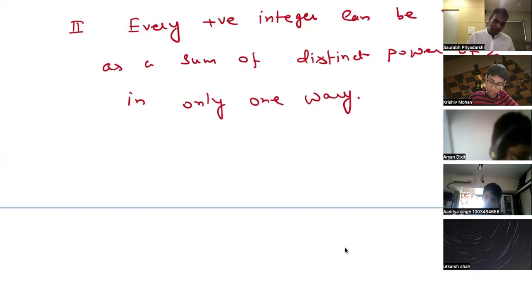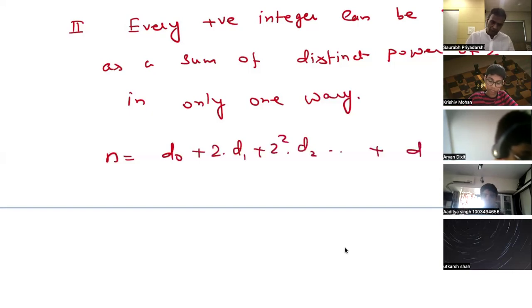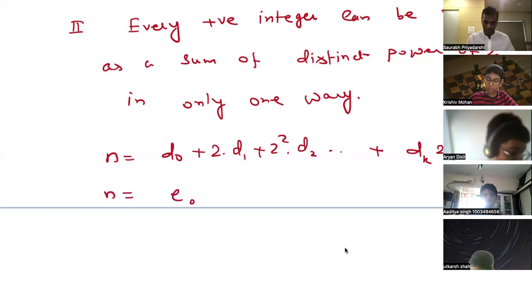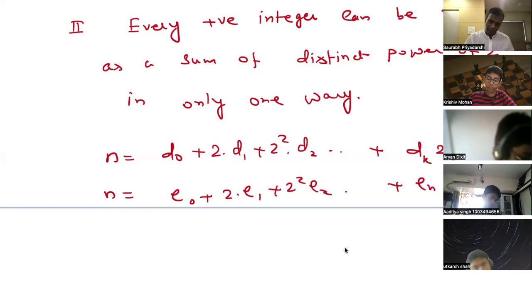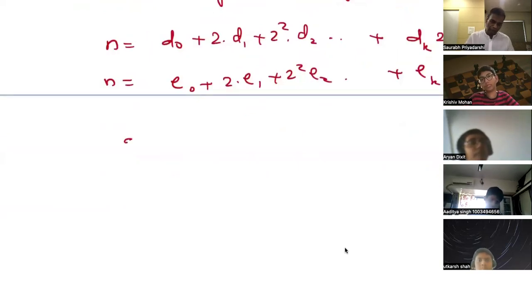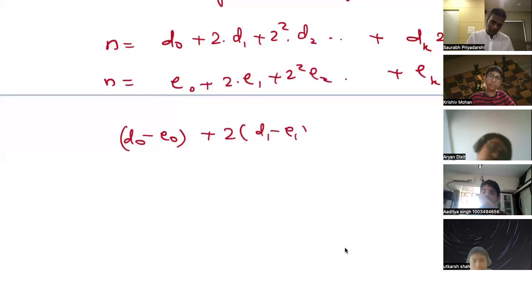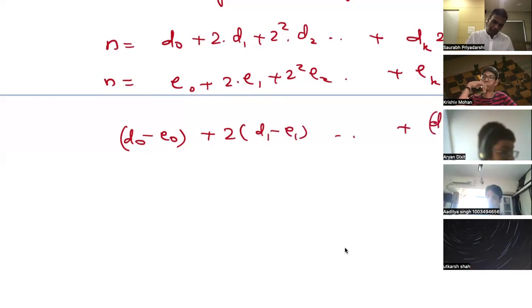So what I'm saying is, if n is written as d0 plus 2 into d1 plus 2 squared into d2 and so on up to dk into 2 to the power k, and similarly n is written as e0 plus e1 into 2 plus e2 into 2 squared up to ek into 2 to the power k, and I equate these, you can understand that (d0 minus e0) plus 2 into (d1 minus e1) and so on up to (dk minus ek) into 2 to the power k will be equal to 0.